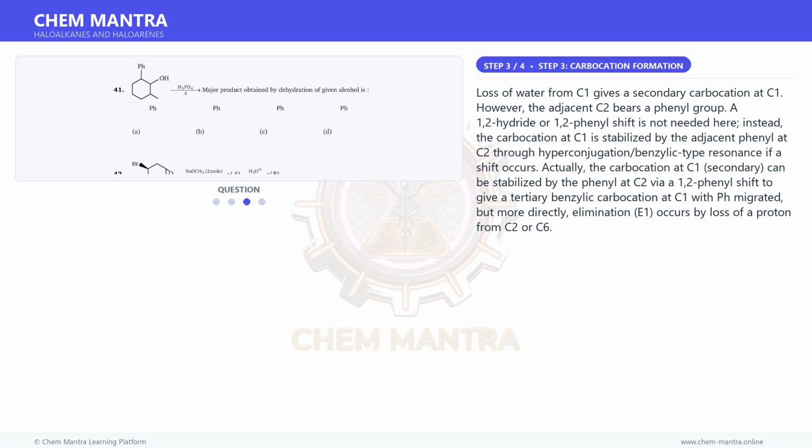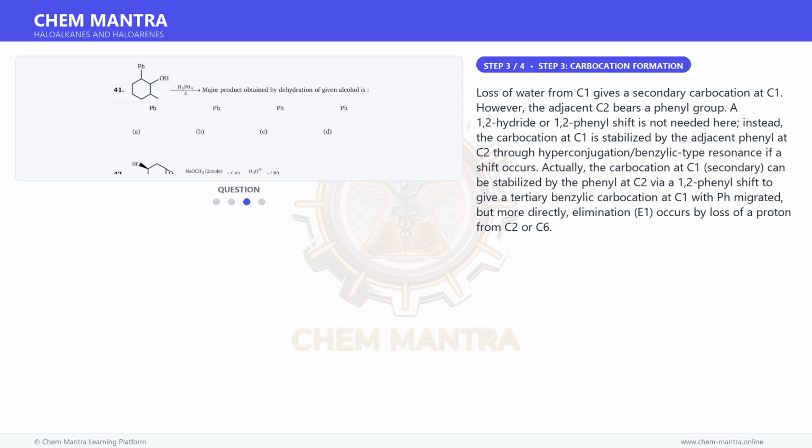Loss of water from C1 gives a secondary carbocation at C1. However, the adjacent C2 bears a phenyl group. A 1,2-hydride or 1,2-phenyl shift is not needed here.